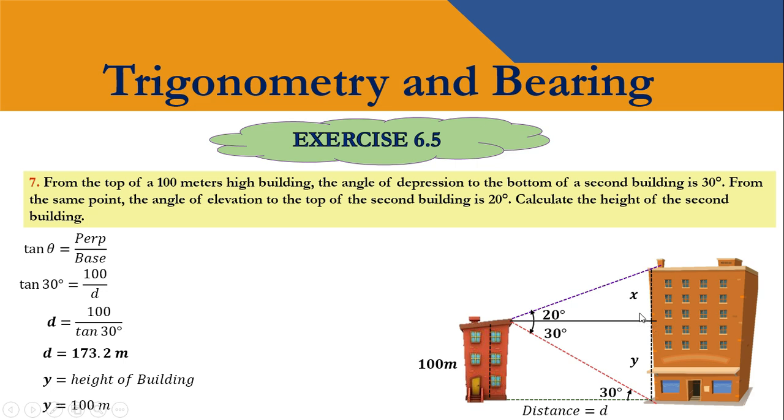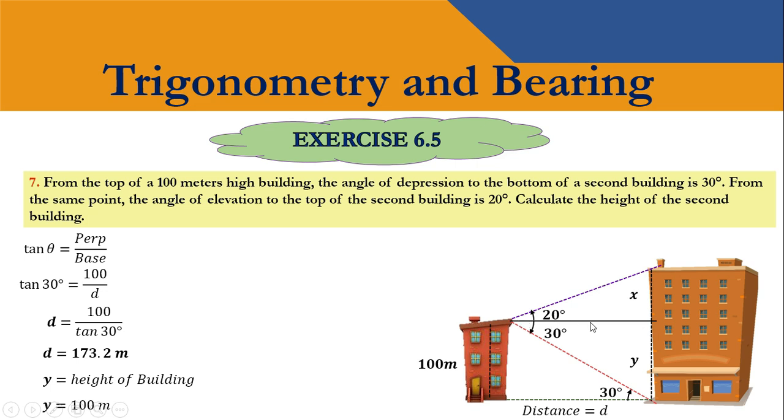The remaining height of the second building is calculated by solving the triangle containing the angle of 20 degrees. We have calculated the distance between the two buildings because this distance is helpful in solving the above triangle. We don't know the height of that triangle, the perpendicular is missing, and the base of that triangle is also not known to us. So we cannot solve this triangle until we get this distance. So now we have this distance. We can use this distance as the base of our upper triangle.